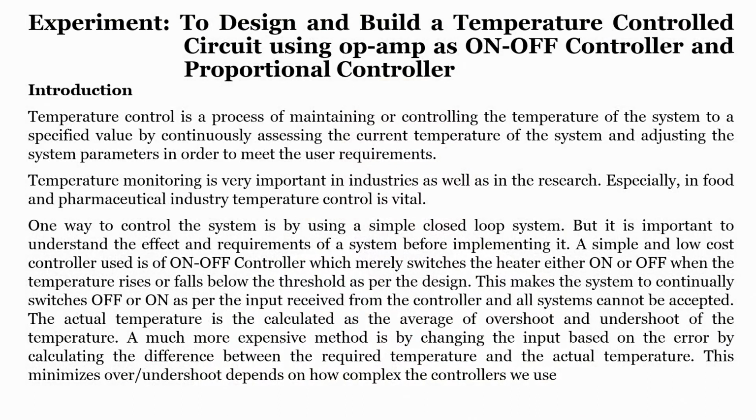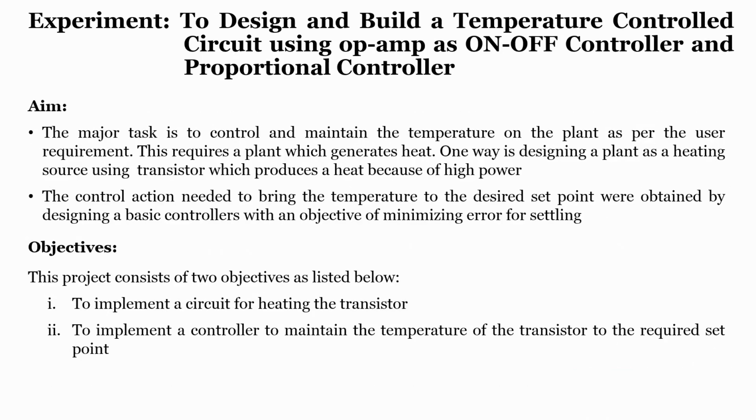temperature. A much more expensive method is changing the input bias on the error by calculating the difference between the required temperature and the actual temperature. If you know the required temperature and the actual temperature, then you can understand the difference and minimize the overshoot or undershoot, depending on how complex a controller we can use.